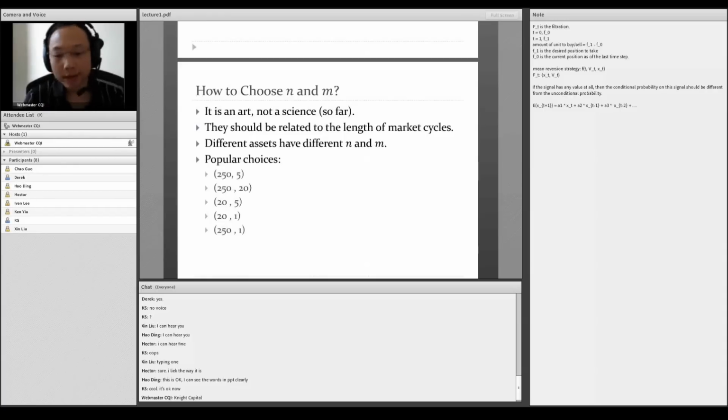Another popular method to choose an m is, if you have a Bloomberg terminal, you can go to Bloomberg and do some backtesting with the last 10 years' worth of data, and then Bloomberg can actually optimize the value for you. It will tell you the numbers that are optimized for the historical data.